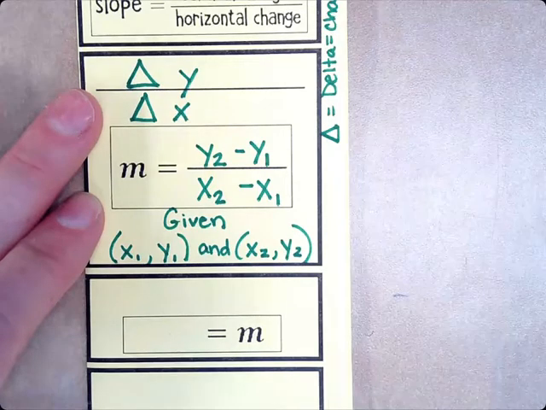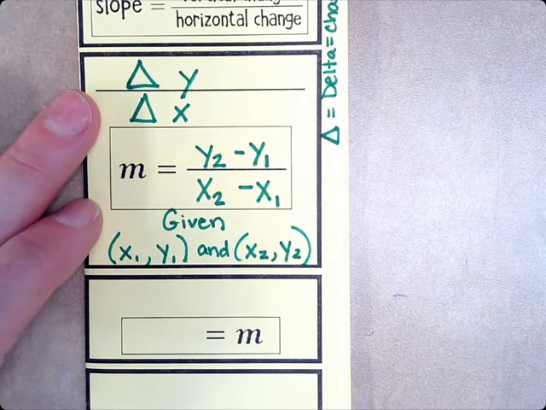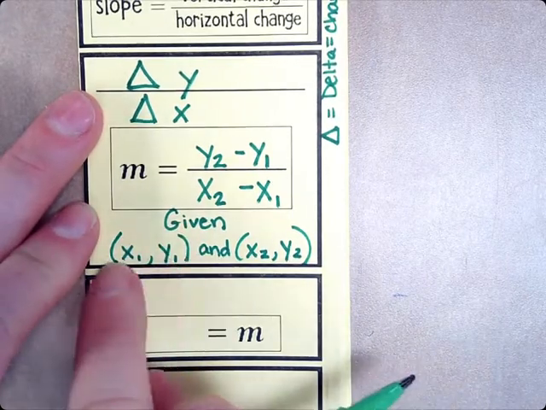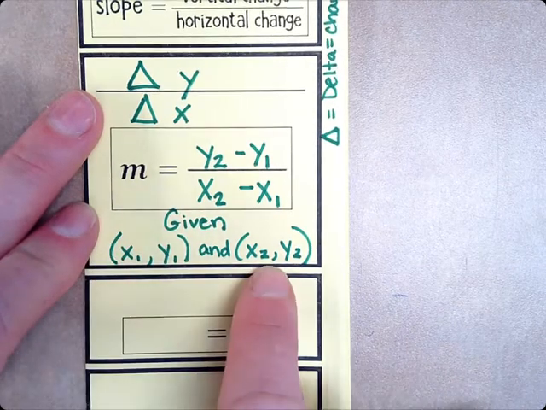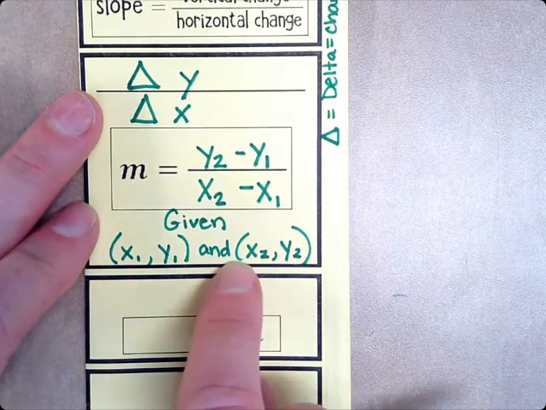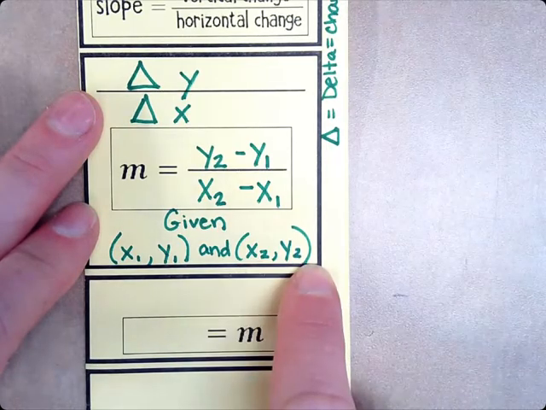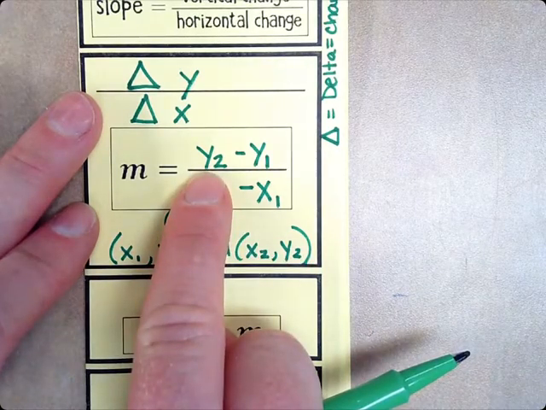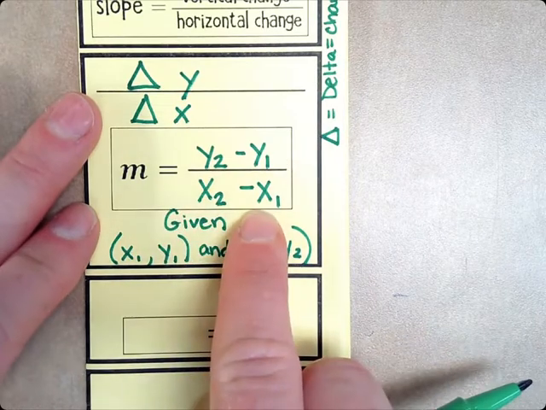What do you mean by given? So you're given 2 points, and you label those points. Your first point, you have an x and a y, but since this is your first point, you're going to put ones with it. And then you're given a second point, which is your x, y again, but you're going to label it with a subscript of 2. Then you're going to substitute in the numbers and subtract, and then simplify your fraction.